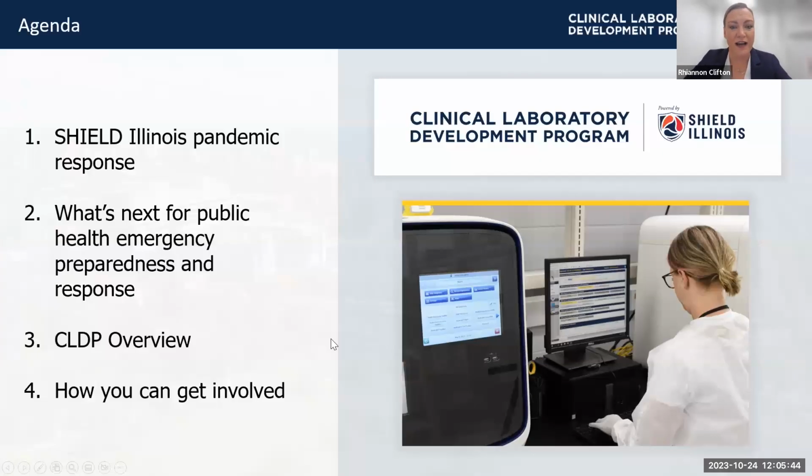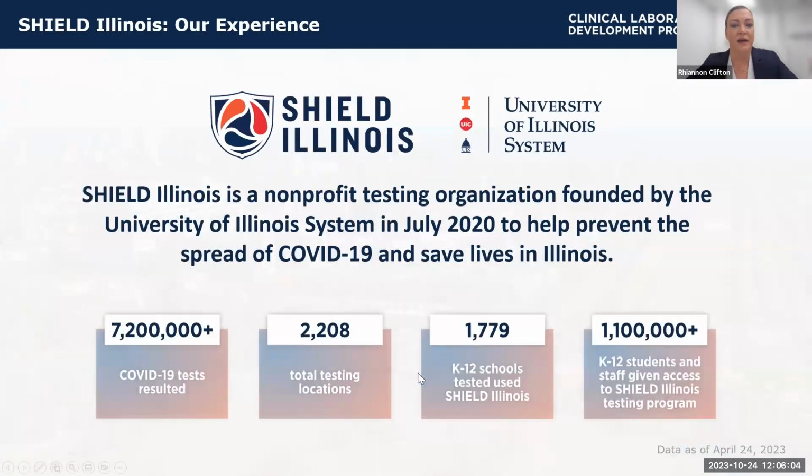Thanks again for having me. As Alicia said, I'm Rhiannon Clifton with the U of I system, and today I'm here to talk about the challenges we faced in workforce development and scaling during the pandemic, how we addressed them, and how we can use our learnings to be prepared for future public health emergencies.